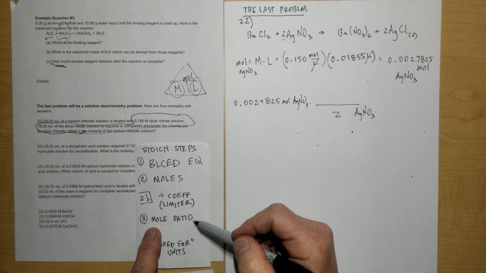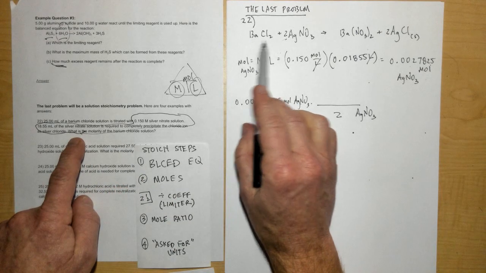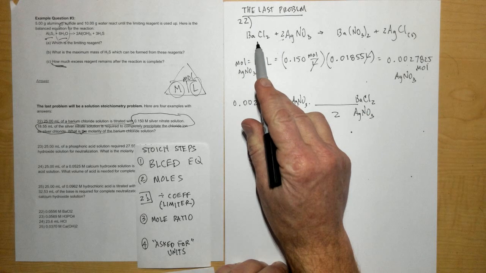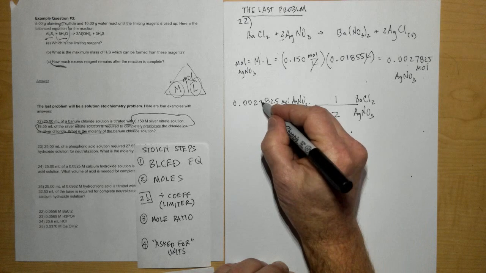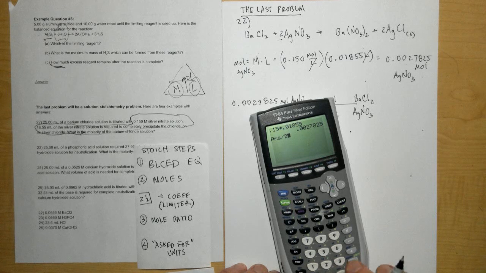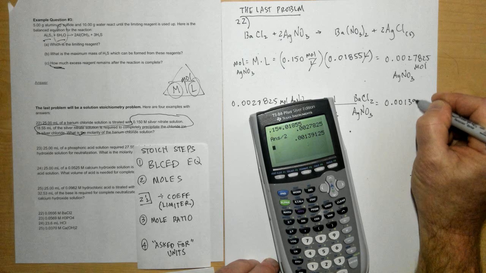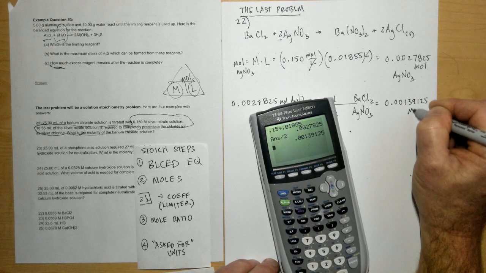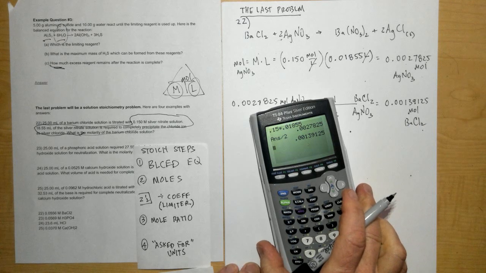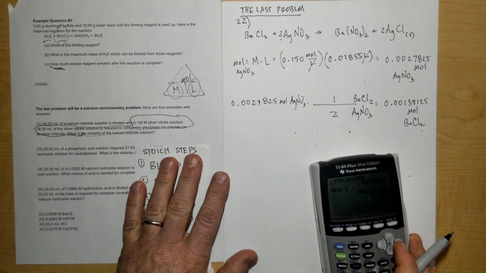And then the thing that I want to know is what is the molarity of the barium chloride solution. So I want to know this. So I'll put barium chloride up here as my new desired set of units, and there's a 1 in front of that. So I'll take this number and divide it by 2, and I know that I will need 0.00139125 moles of the barium chloride to precipitate all of my silver nitrate right here. That's what this mole to mole ratio allowed me to do.